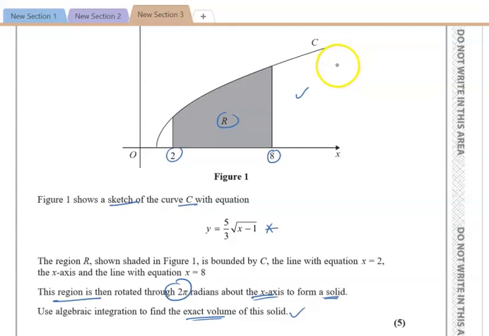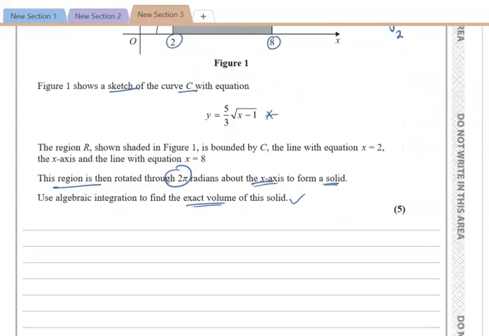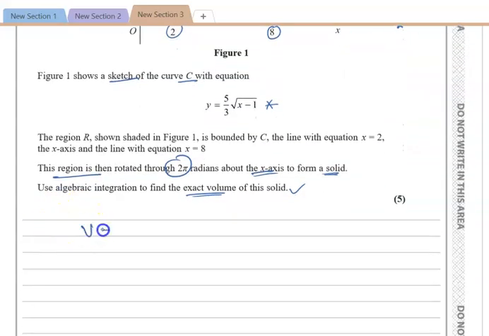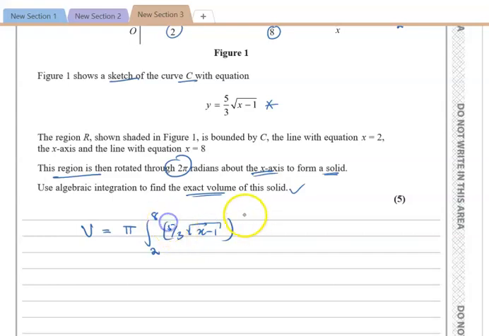Now, this solid is called the solid of revolution, and you know the formula for the solid of revolution is pi, the integral from a up to b, the lower limit up to the upper limit, of y squared dx. That means our volume for this region R rotated is going to be the integral from 2 up to 8 of y squared dx. So our volume is equal to pi into the integral from 2 up to 8 of y squared. y is 5 over 3 square root of x minus 1, all of this squared.